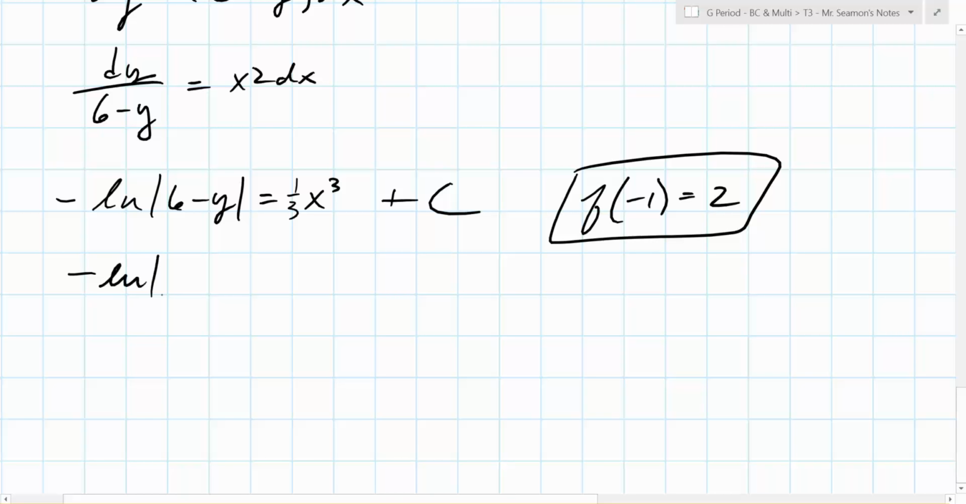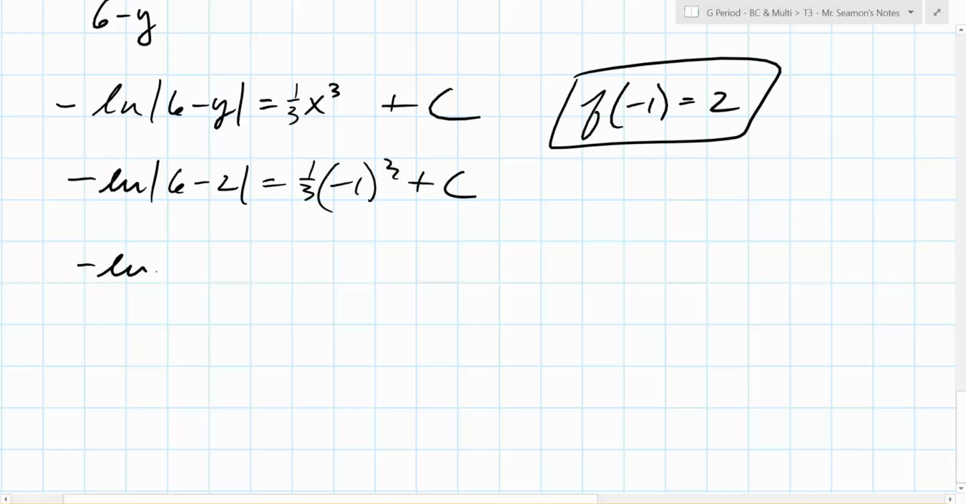So you know negative ln of 4, and I'll just write it out so you could follow this later if you wanted to. 6 minus 2 equals 1/3 of negative 1 cubed plus c. So you have negative ln 4, you don't need the absolute value anymore, right? Equals negative 1/3 plus c. So c is equal to? 1/3 minus ln 4.